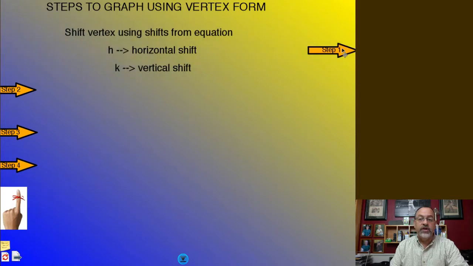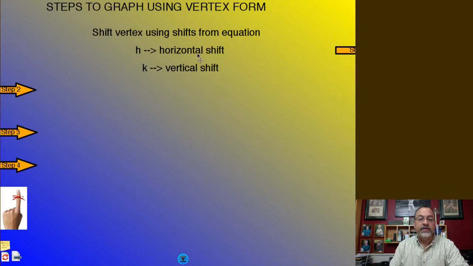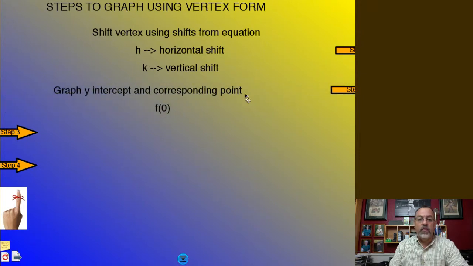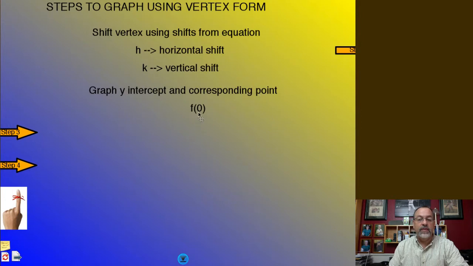shift right or left. So the steps to doing this: we'll shift the vertex using the horizontal and vertical shift. So we'll be able to locate the axis of symmetry. That's going to be the horizontal shift, or the x value of the vertex, and also give us the vertex. We'll then be able to graph the y-intercept if we can. Again, remember, we simply substitute in 0, because that's what the x value is on the y-intercept. And then once we have that, we can graph the corresponding points using the symmetry of the graph.